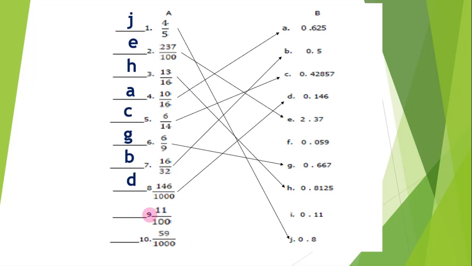For number 9, again, let's do the same method as what we had done in number 2 and number 8. In number 9, there are 2 zeros in the denominator. It's 11 over 100. So, at the end of 1 in this case, you have to move 2 places to the left. That is 0.11 or letter I. For number 10, you put a decimal point at the end of 9, then move 3 places to the left. So we have 0.059, or that is letter F.